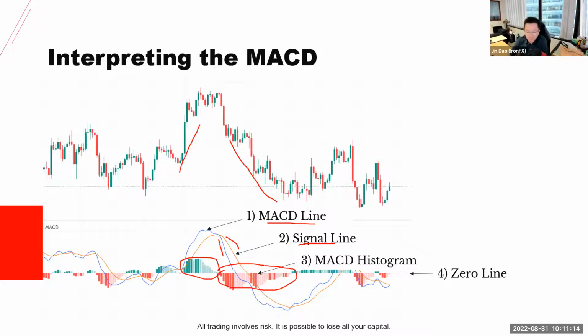And the next very important thing is that zero line, right? That middle line. We actually use the zero line to help us gauge the potential strength, and also possibly the speed, of the MACD and the price movements.